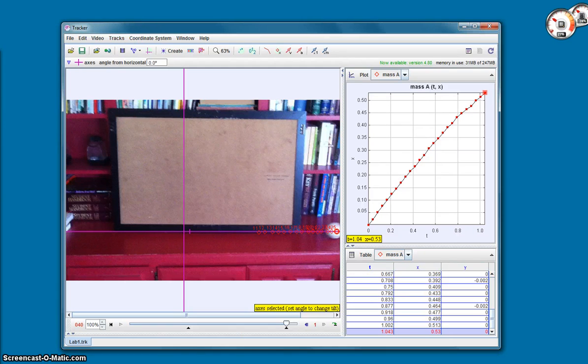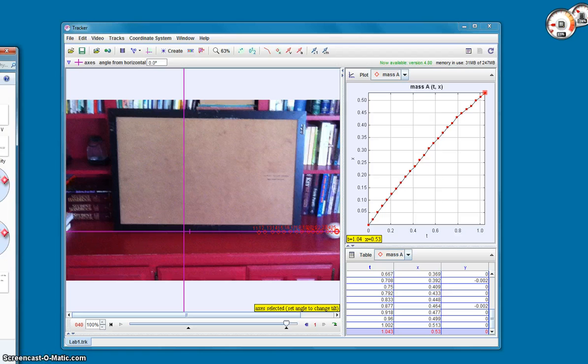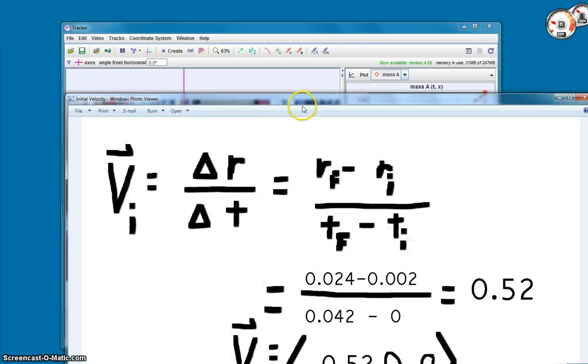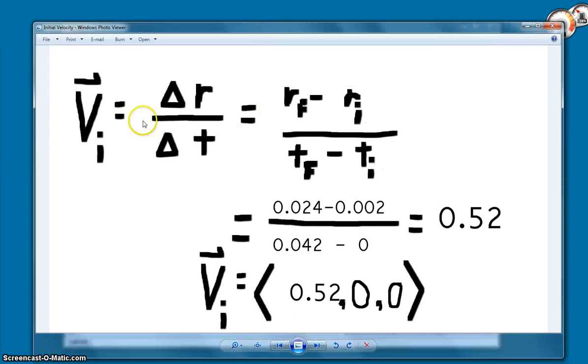Then, using this information, I was able to calculate the object's initial velocity using this, where the velocity equals the change in position, divided by the change in time, equals the final position minus the initial position divided by the final time minus the initial time. Then, plugging in the data from Tracker, I was able to get the initial velocity to equal 0.52 meters per second in the positive x direction.